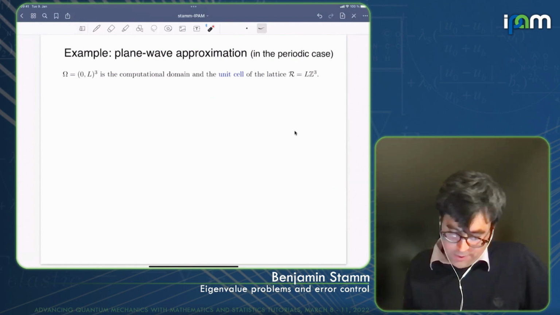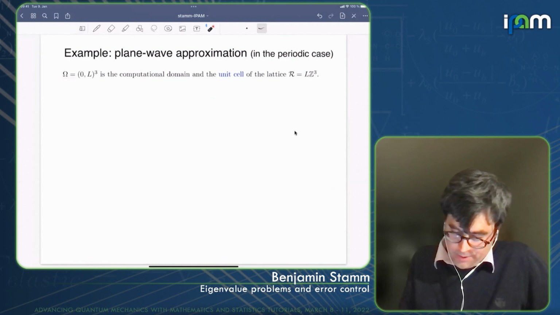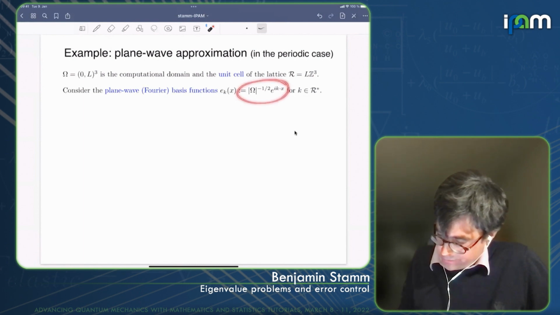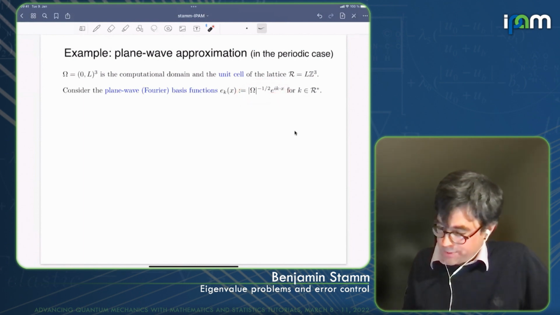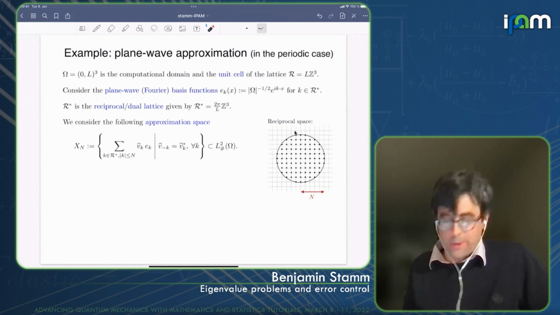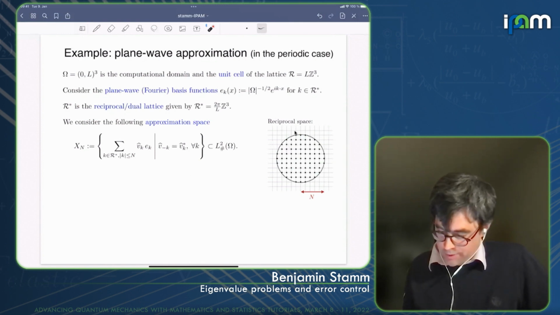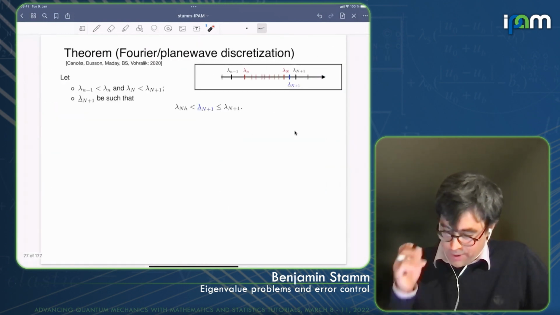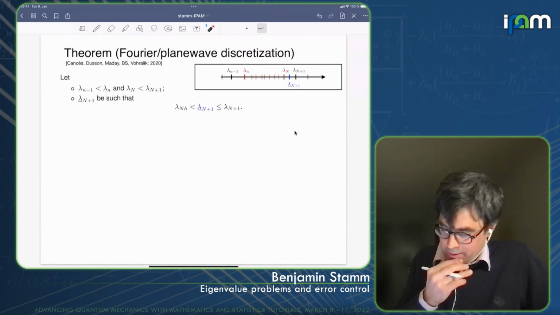So let us take an example. So omega is, well, we just take plane waves basically. So you take plane waves of this form, complex exponentials, and you look at the reciprocal space. I guess this is known to the public, so I'm rather quick on this. So we just look at plane waves for k vectors that lie within some ball of radius n. So this defines the approximation space. So then we have the following theorem.